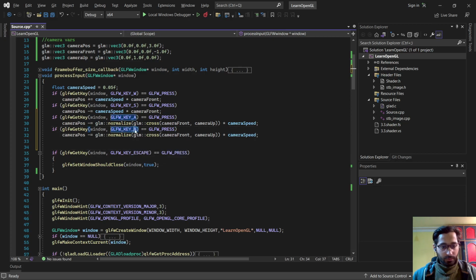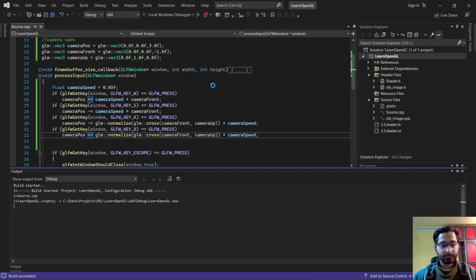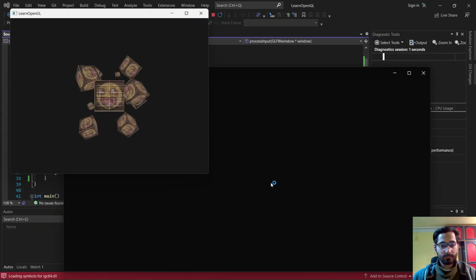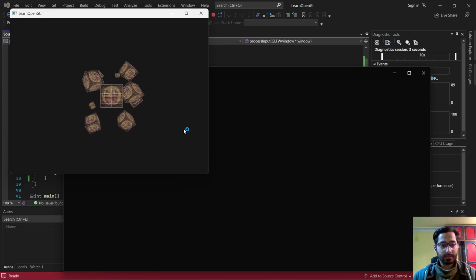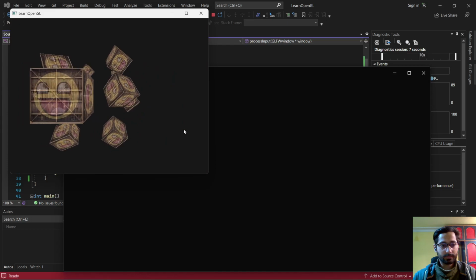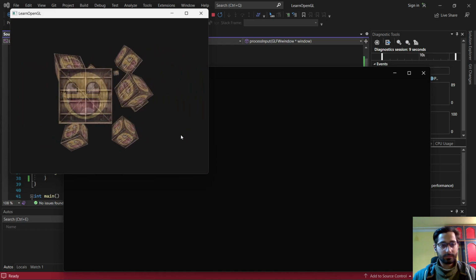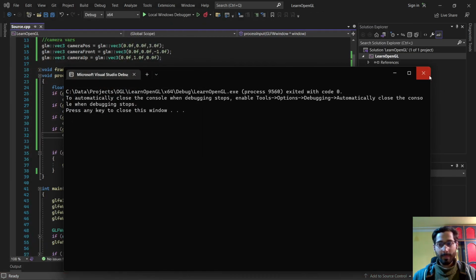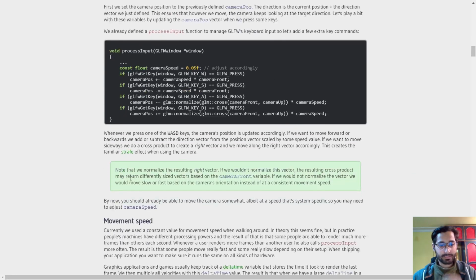Okay, so to go right, we'll just look for the D key, and then rather than subtracting, we'll just add to that. Okay, is that enough? Yep, that is indeed enough. Okay, this just looks beautiful. Okay, so I guess we're going to do camera rotation out of this.